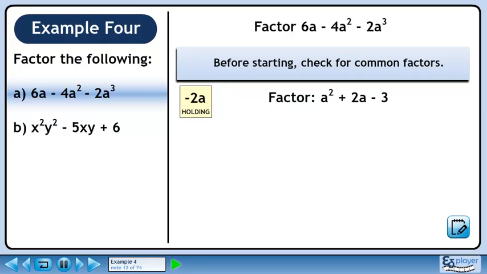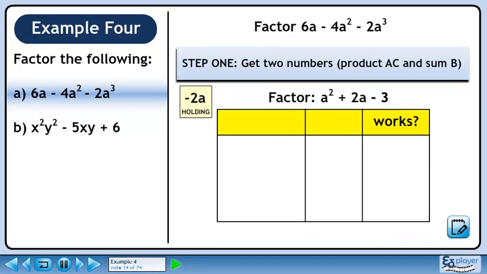Now we'll factor the trinomial. We don't need minus 2a for the following steps, so let's place it in holding while we continue our work. In step 1, we'll get two numbers with a product of AC and a sum of B. The product of A and C is minus 3. B is 2.